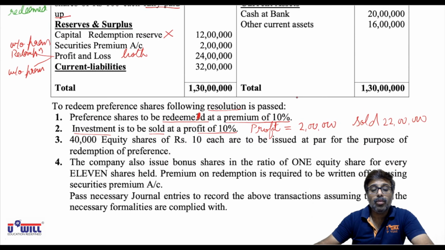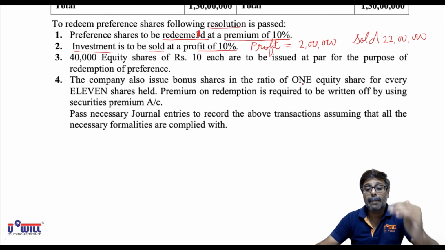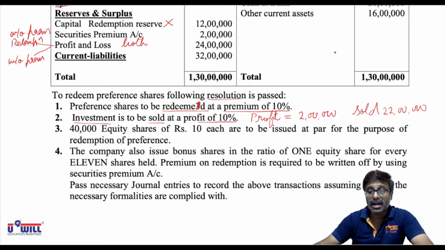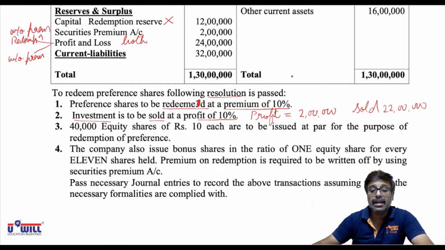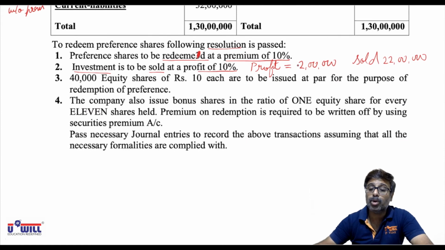Okay. What will be the entry for sale of investments? Bank account debit 22 lakhs. Bank is the receiver, debit the receiver. Asset investment goes out, credit what goes out, to investment account 20 lakhs. And credit all incomes and gains. So to profit and loss account you'll credit with rupees 2 lakhs.